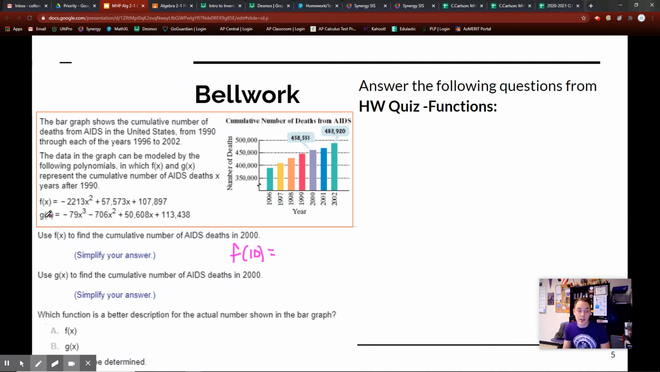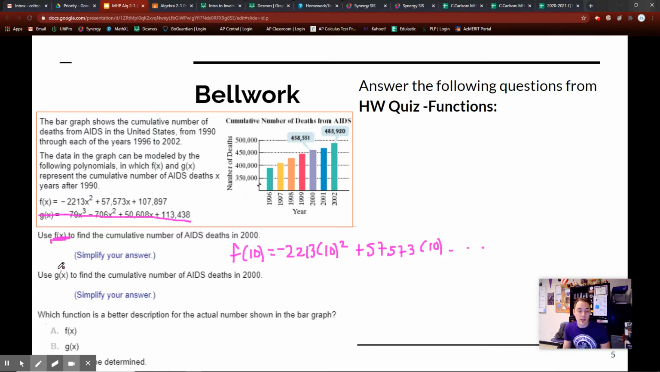Now, are you going to plug into the G one? If it says F, use F. Are you going to plug into G? No, you're not going to plug into the G. You're going to plug into here. So what it'll look like is something like 10 squared plus 57,573 times 10, and then so on.